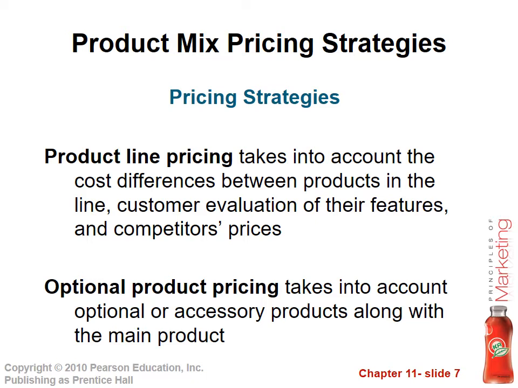And then the second one is optional product pricing, which takes into account optional or accessory products along with the main product.